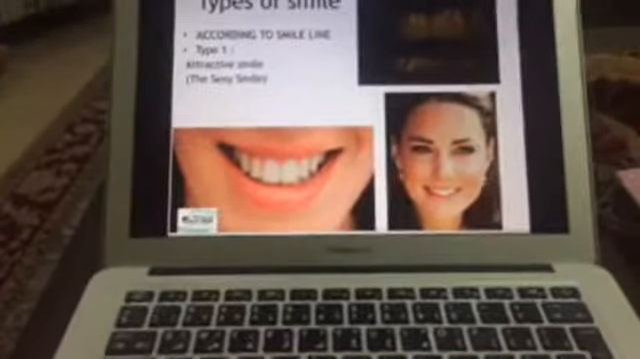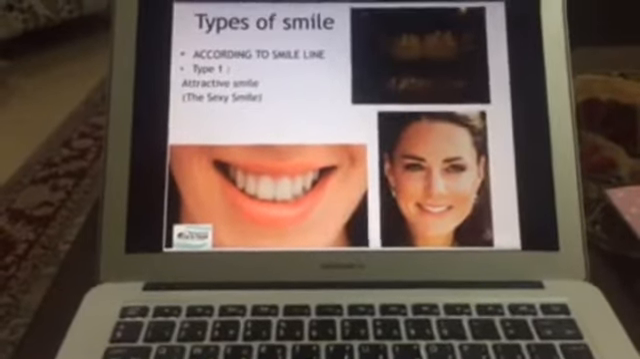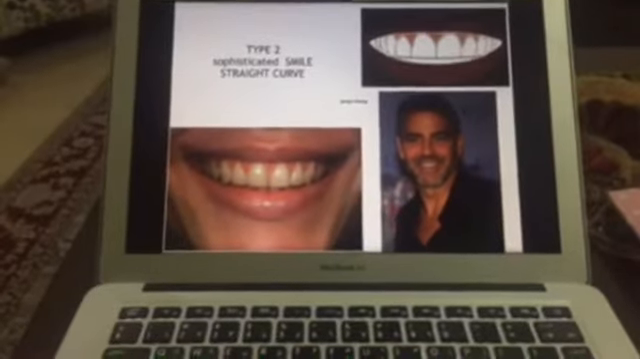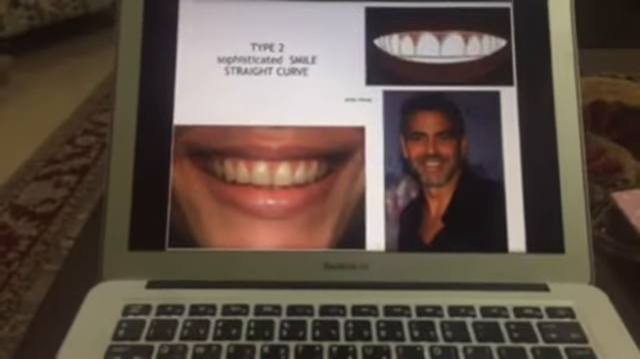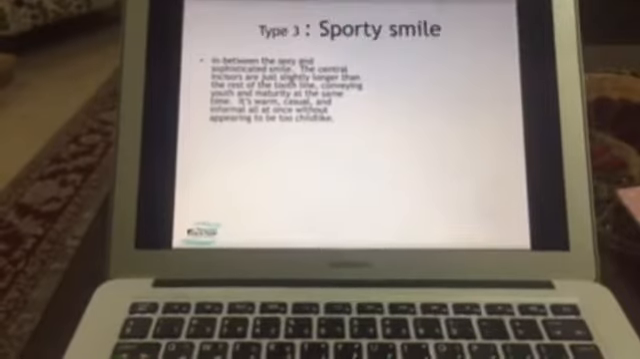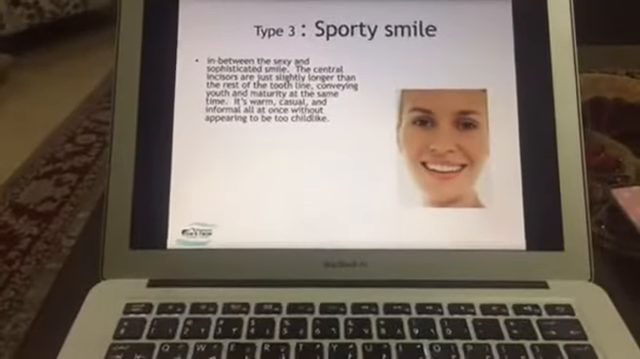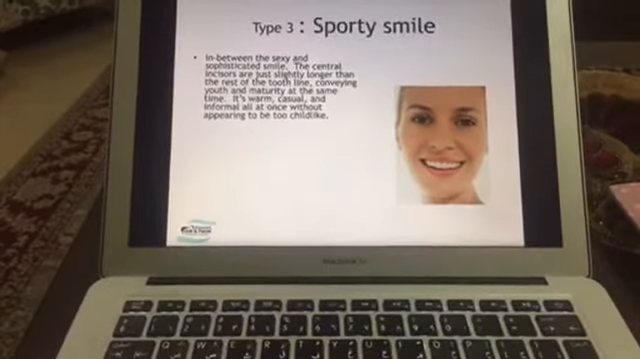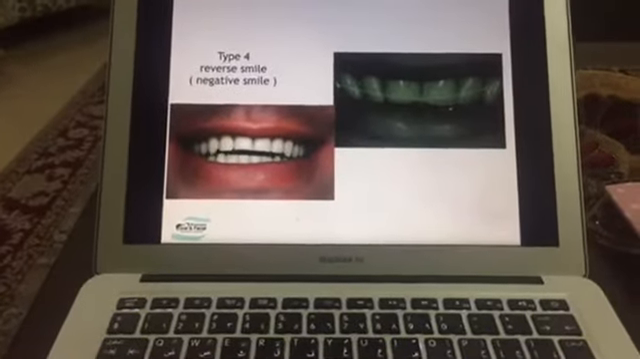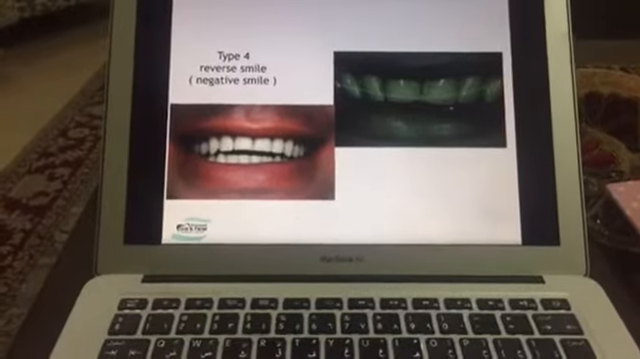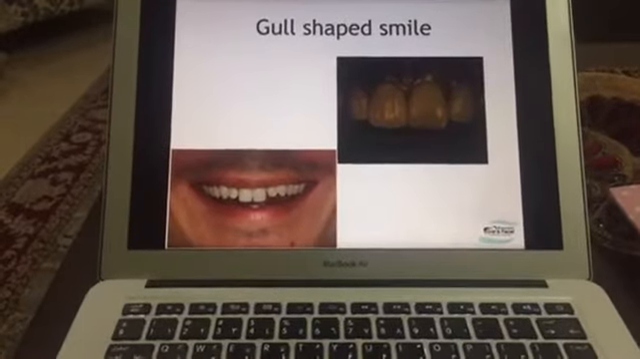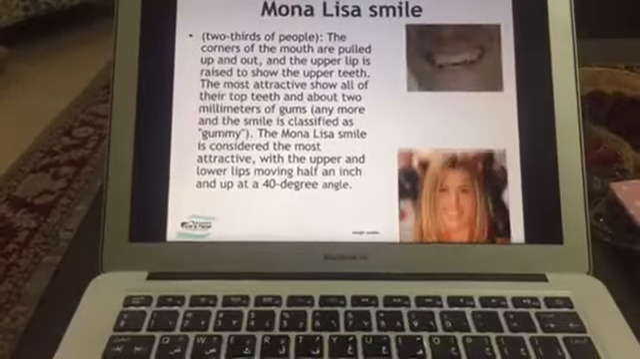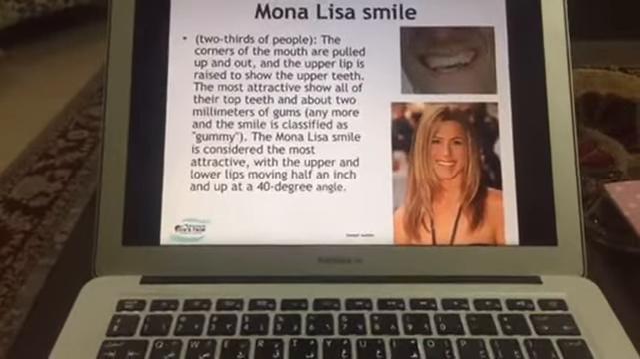Type 1, we call this attractive or sexy smile, like this smile. Another we call sophisticated smile or a straight curve smile. And I think this is what we call sporty smile. This is a mixture between sexy and sophisticated smile. Negative smile. And finally we have the gull-shaped smile, the Mona Lisa smile, like this smile.